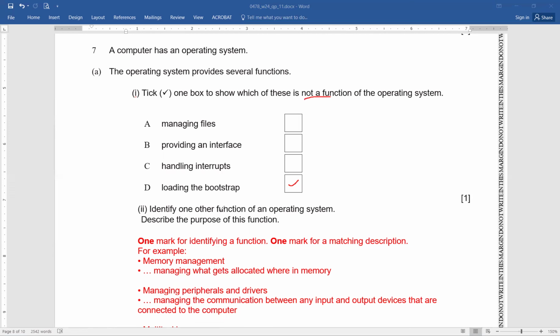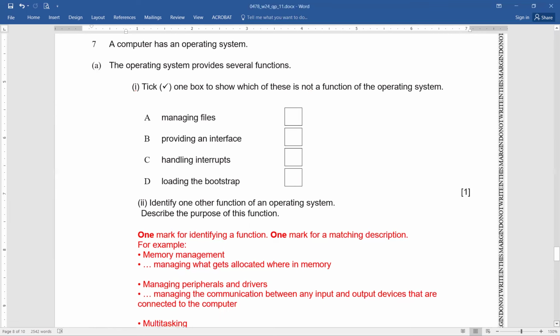Okay. Now, part 2. Identify one other function of an operating system. Describe the purpose of this function. So you can see the functions that are being described here, fine. Away from this, what else comes to your mind? You need to see memory management, managing peripherals, and others also. Let's very quickly recap. And in this manner, you will be able to score the marks.